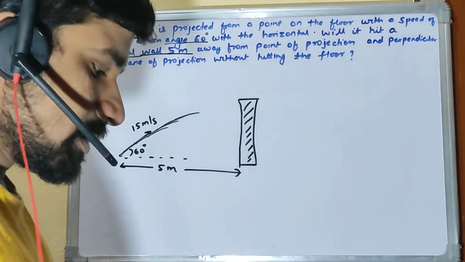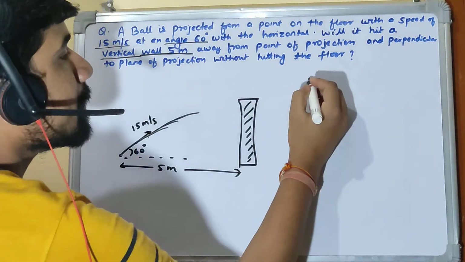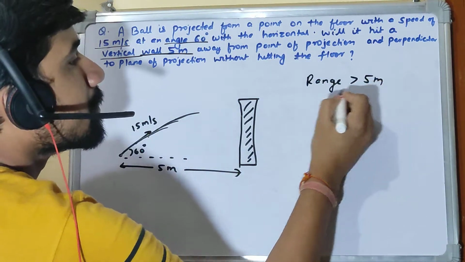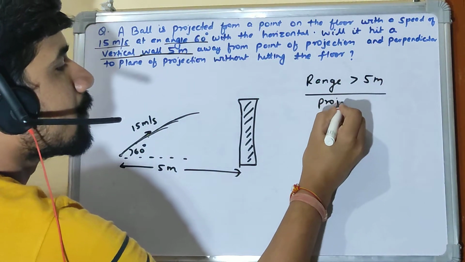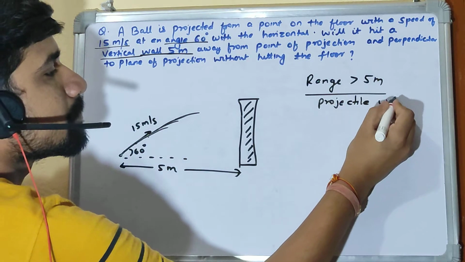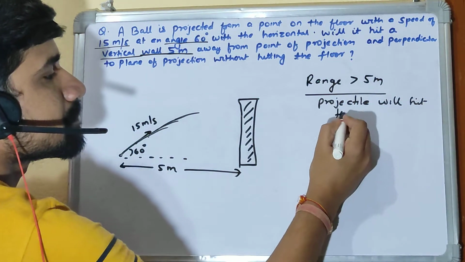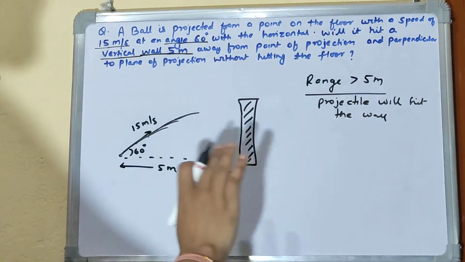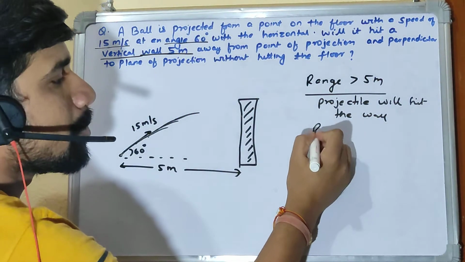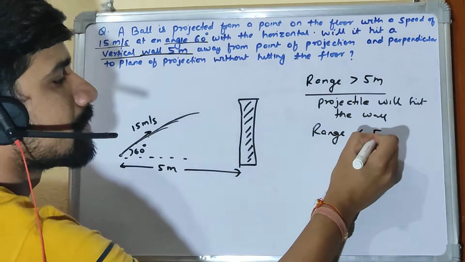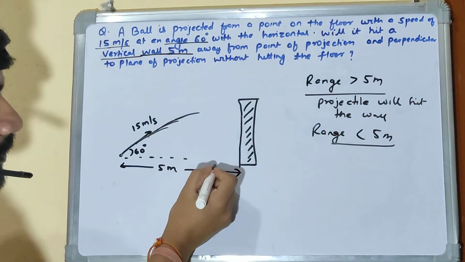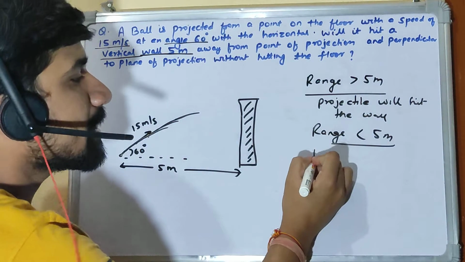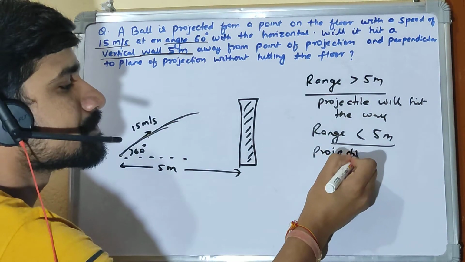Analytically, if the range is greater than 5 meter, this projectile will hit the wall. Since the range is more than 5, there is a chance that the projectile will hit the wall. But if the range is less than 5 meter, the projectile will land somewhere on the surface or the floor. It won't be able to reach the wall itself. So the projectile will never hit the wall in this case.